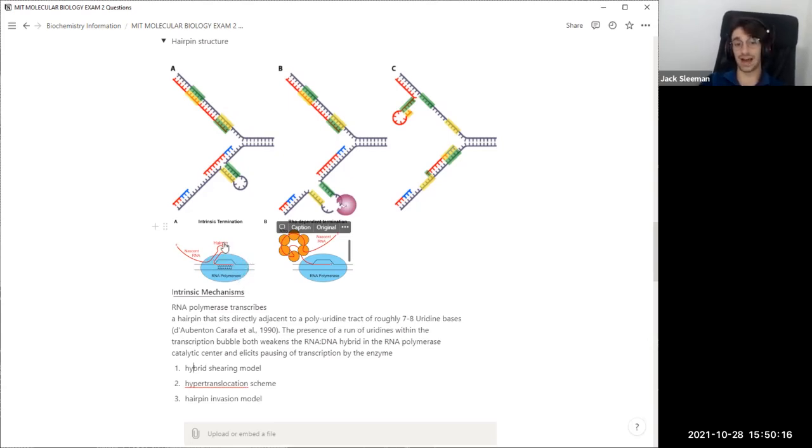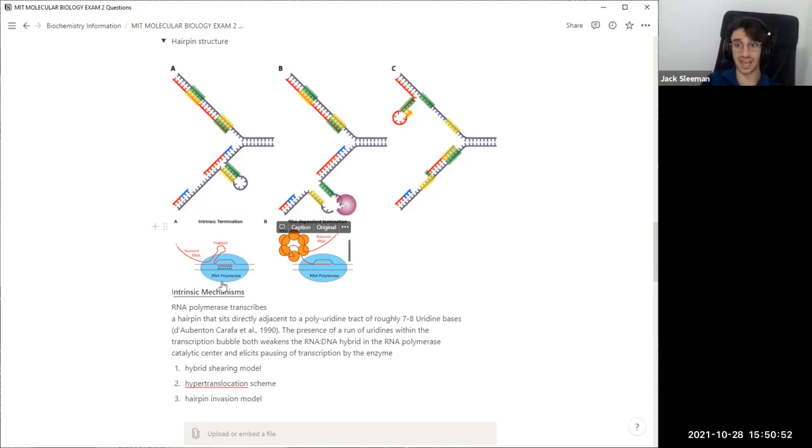But right after the hairpin, it makes a poly-U tail. Which is pretty cool, because that poly-U tail helps the polymerase break free. The polymerase can break free because of the poly-U tail. Because remember, U and A have two hydrogen bonds between each other. G and C have three hydrogen bonds between each other. So that means the strength of the bonds between U and A is weaker than that of GC.